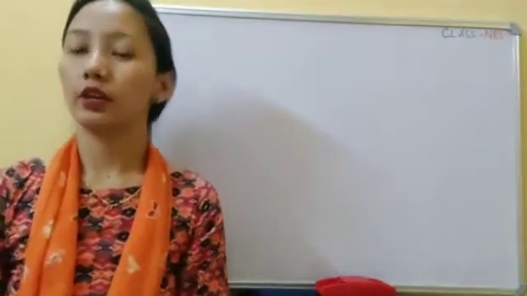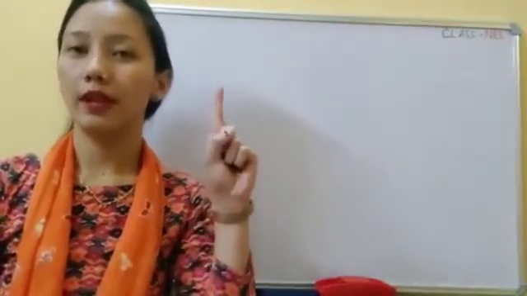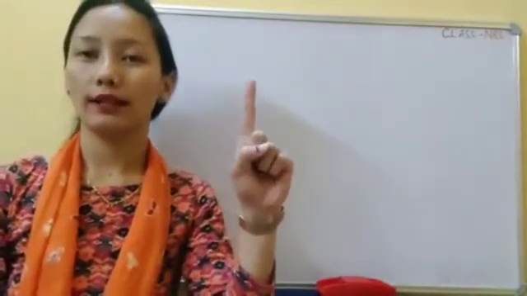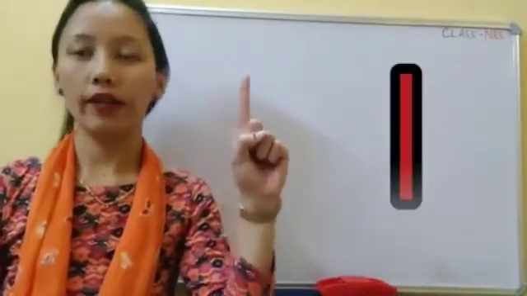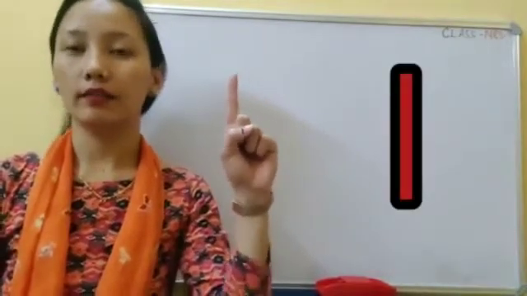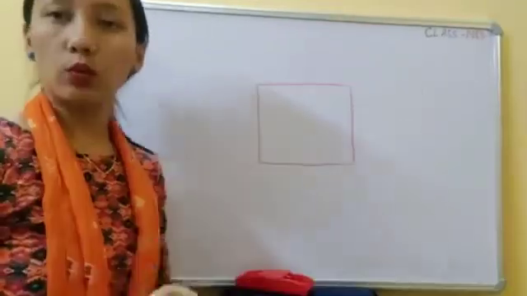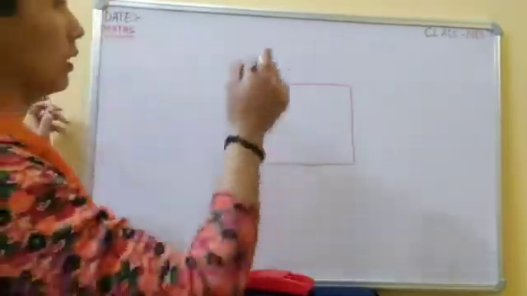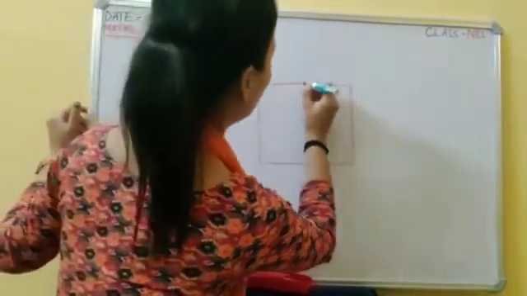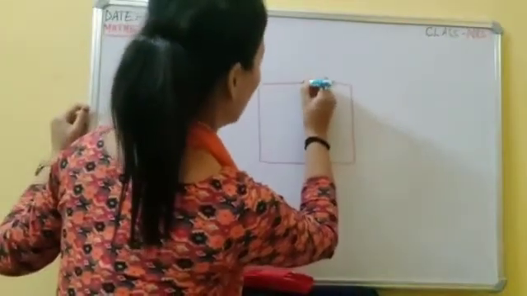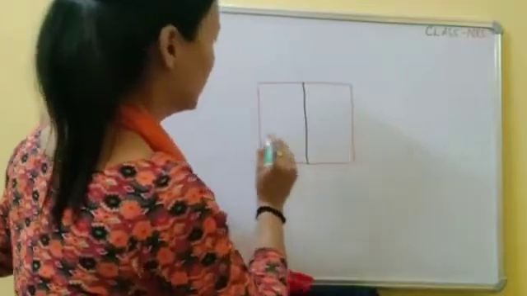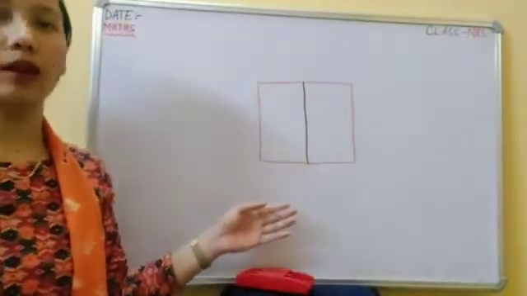Okay students, get your finger out like this, 1 finger. Now let's recall how to write number 1. So what will you do? You will start at the top and go straight down. This is number 1.